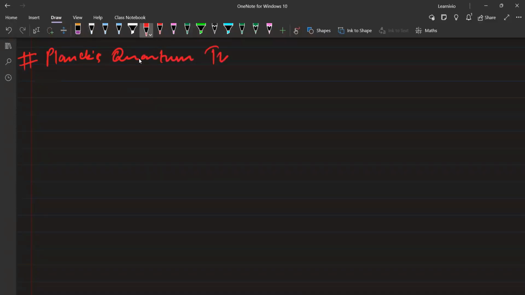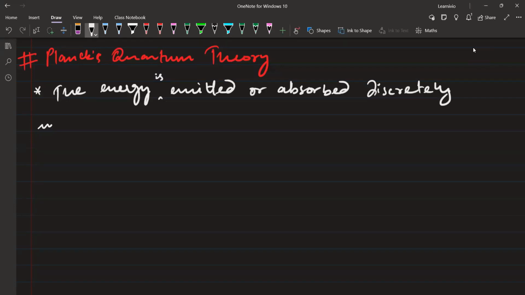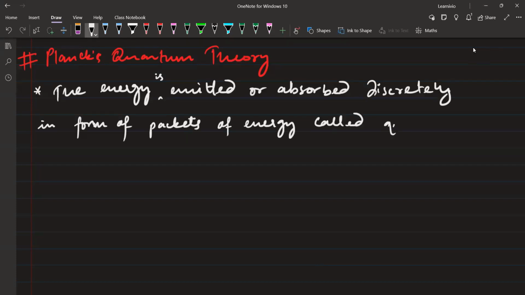Quantum theory. So in Planck's quantum theory, the first point: the energy is emitted or absorbed discretely in the form of packets of energy called quantum. ठीक है, उसको उन्होंने quantum नाम दिया.